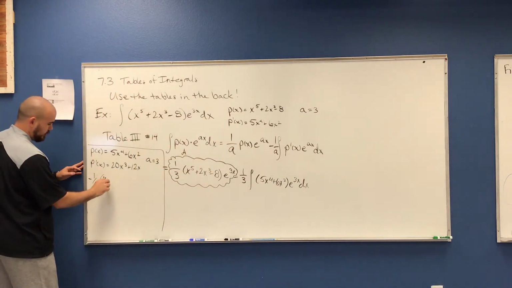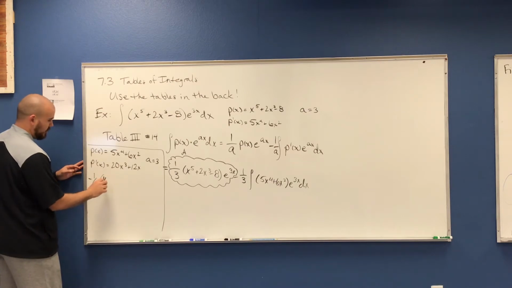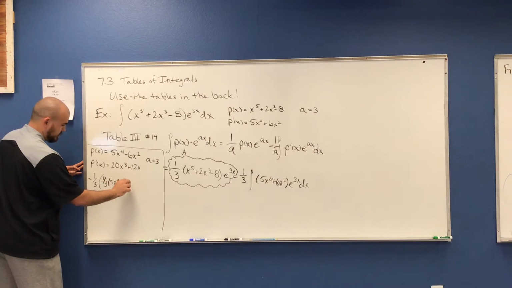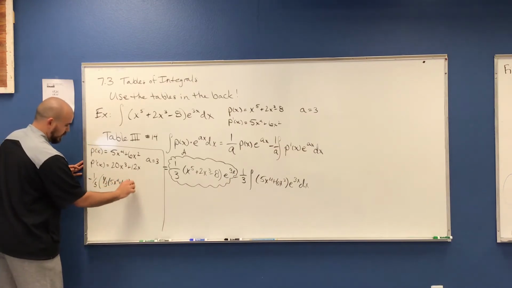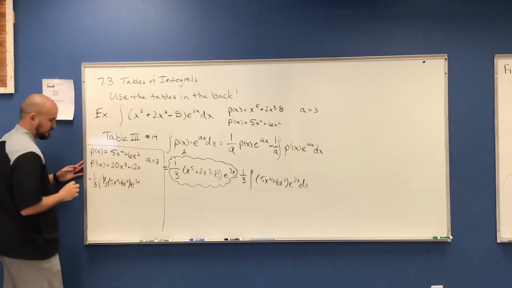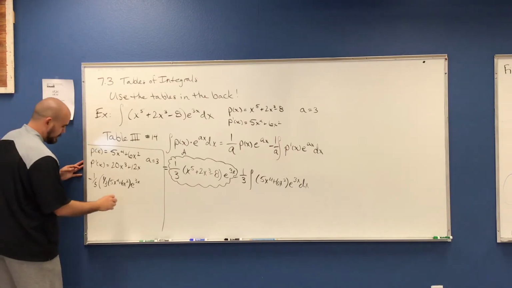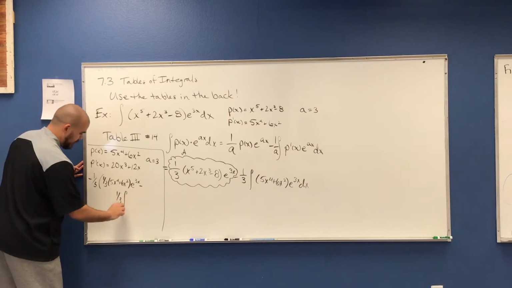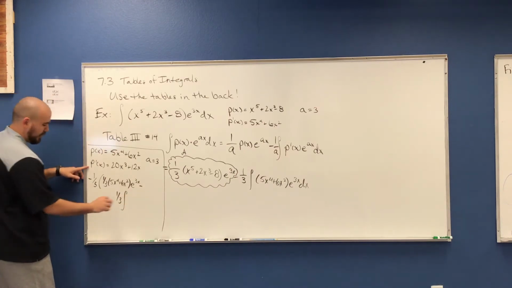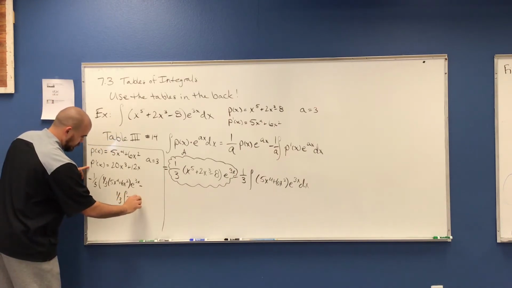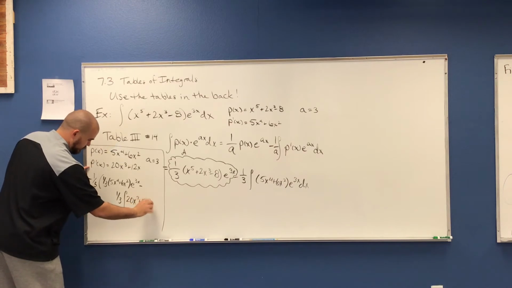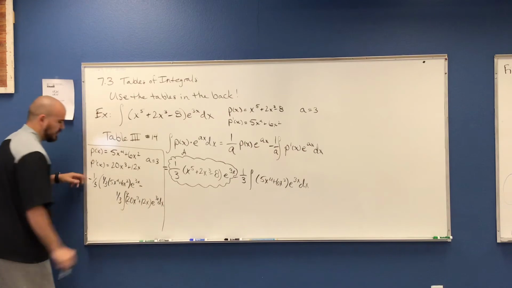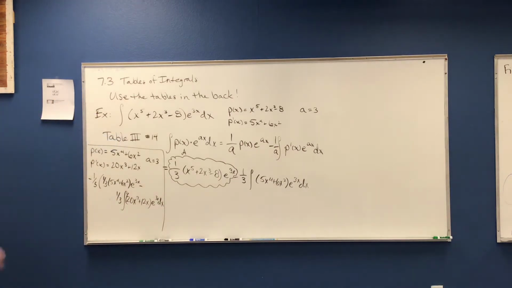That's another 1/3 times p of x, which is 5x to the fourth plus 6x squared, times e to the 3x, minus 1/3 times the integral of p prime of x times e to the 3x dx. I'll give you a moment to take a look at that. Pause the video if you need to.